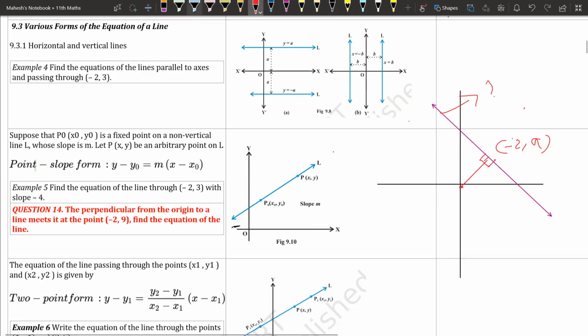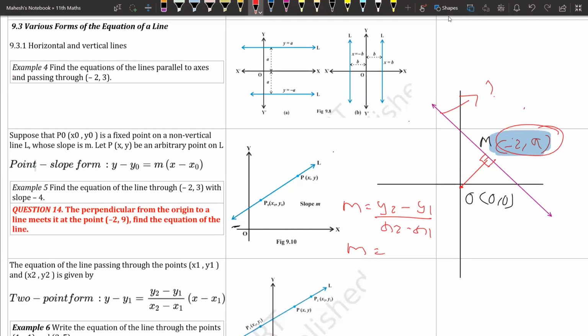As we know one point of this line, we'll be looking for the slope of this line, that is, the slope of this purple line. First, we will find the slope of this line, say OM, and as you know, the coordinates of the origin are (0, 0). Using the relation m is equal to y2 minus y1 over x2 minus x1, I'm using this as 2 and this as 1. So it's 9 minus 0 divided by minus 2 minus 0. So we are getting minus 9 over 2 as the slope of this line.